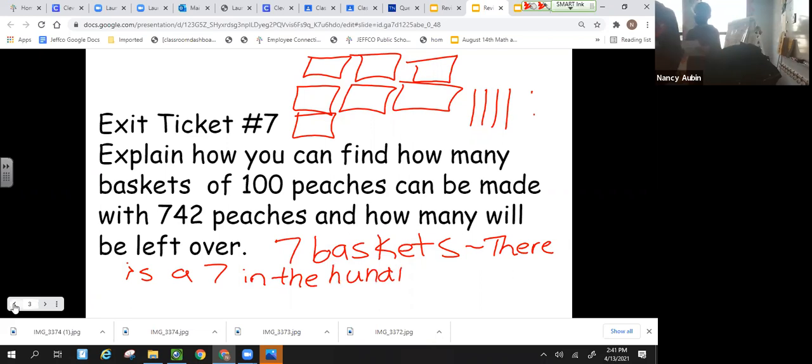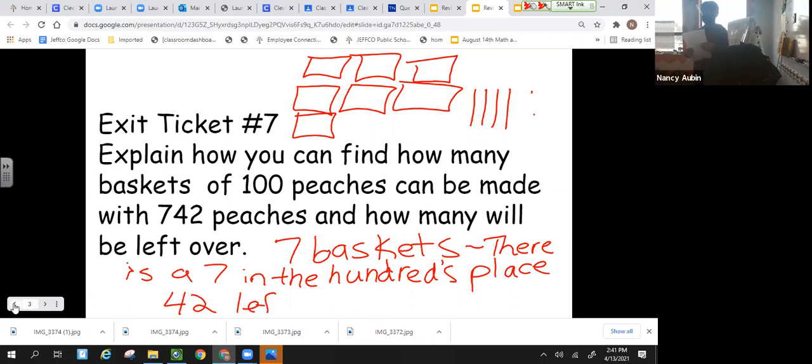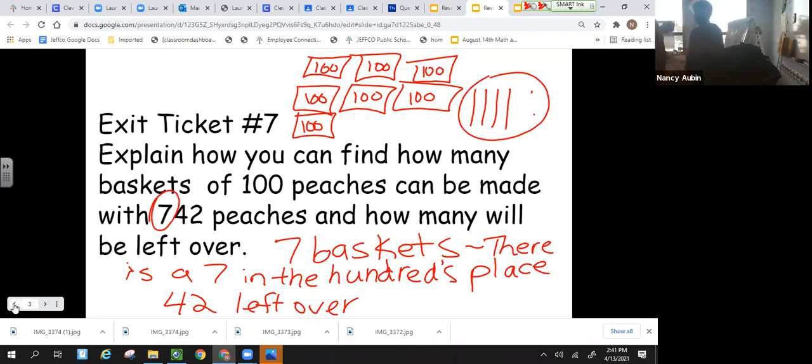Okay, Cooper, read what you wrote. There are 742 left over. Oh, 42 left over. So all you have to do is look at the place value drawing, right? These are each 100. How many of these do we see? 7. There's 7. All you had to do is tell me. We can find that there's 7 because there's a 7 in the hundreds place. And if I draw it, I can see there's 700. And then we have the 42 left over.